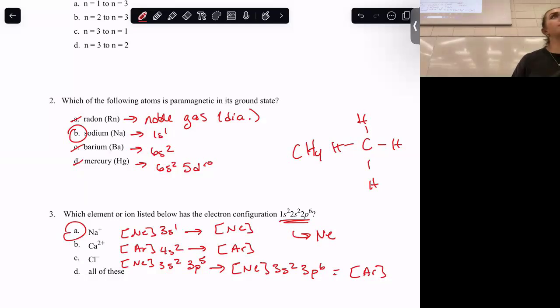No, you just need to know that an s orbital is spherical and then your p orbitals are dumbbell shaped. No, nope. You just need to know that in a double bond, you have 1 sigma bond and then a pi bond, and then a triple bond is 1 sigma, 2 pi.